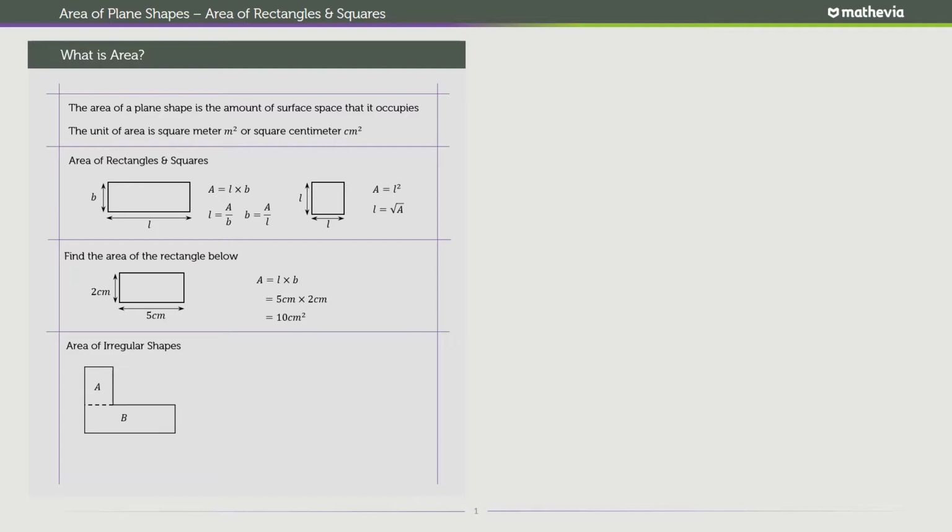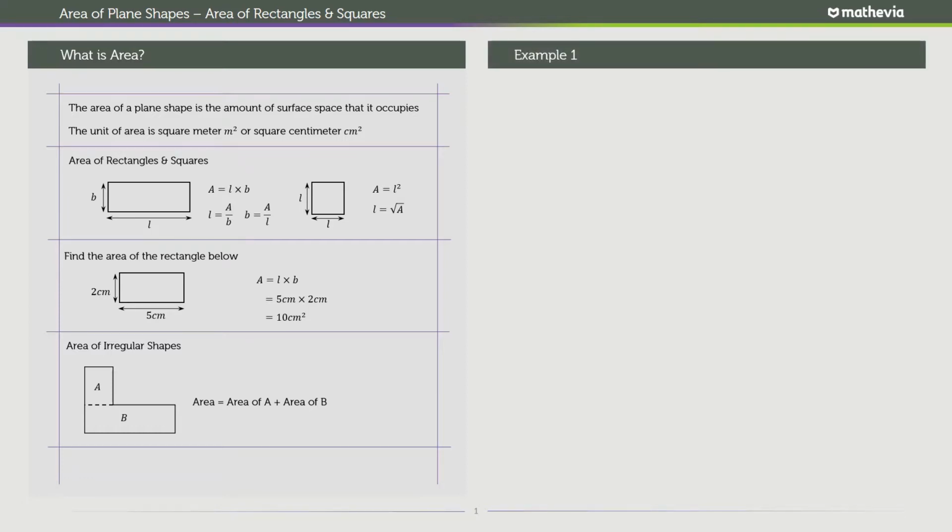Now, to find the area of this irregular shape, after you have found the area of rectangle A and rectangle B, you simply add your results together. So the area of this L shape is the area of A plus the area of B, and that will give you the area of our irregular shape.